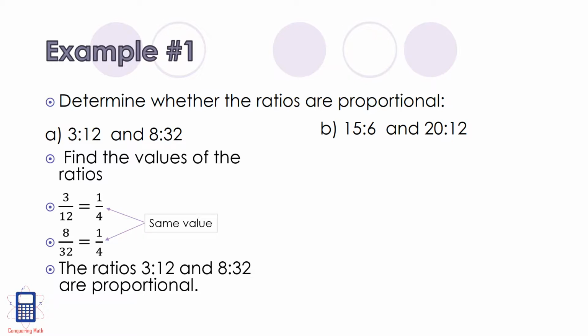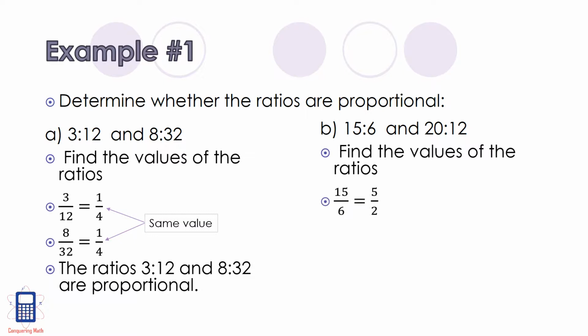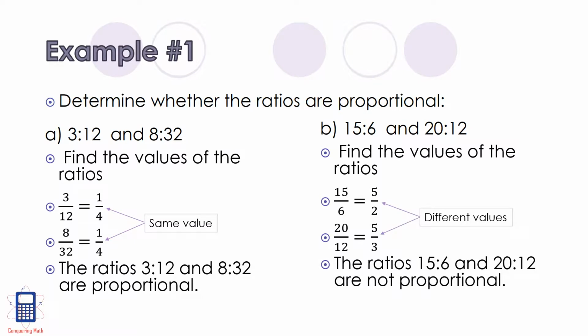For B, we have the ratios 15 to 6 and 20 to 12. Again, we'll find the values of the ratios, and 15 divided by 6 is 5 halves, or 5 over 2. 20 divided by 12 is 5 thirds, or 5 over 3. These don't have the same value, so the ratios 15 to 6 and 20 to 12 are not proportional.